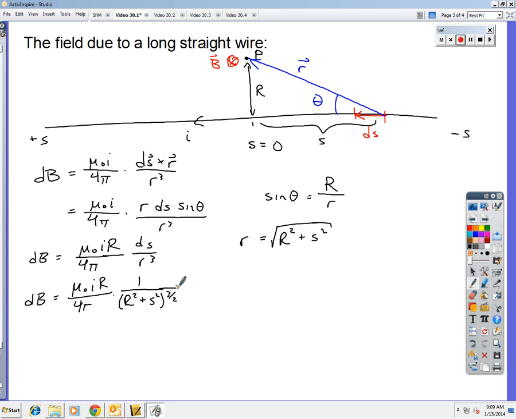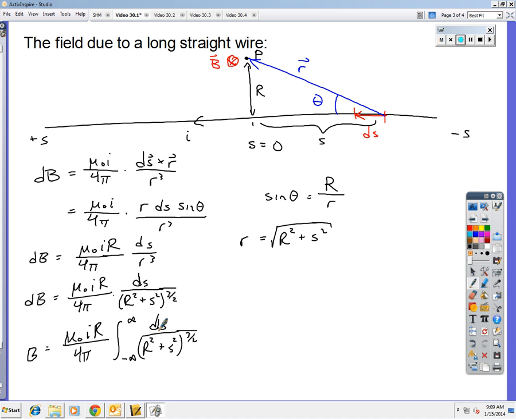And now we'll integrate it. And to go over the entire length of the wire, s has to go from negative infinity to positive infinity. So we keep all the constants out front of the integral. That's 4 pi. Negative infinity to positive infinity of 1 over R squared plus s squared to the 3/2 power. Oh, forgot the ds. That's important.